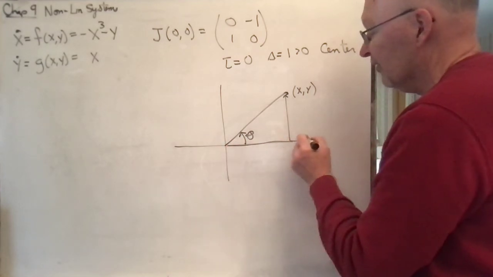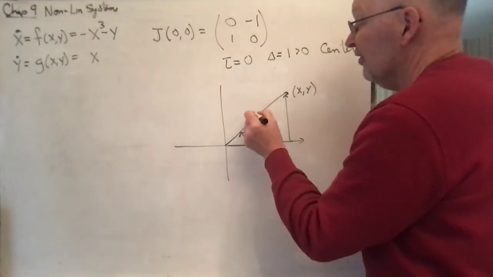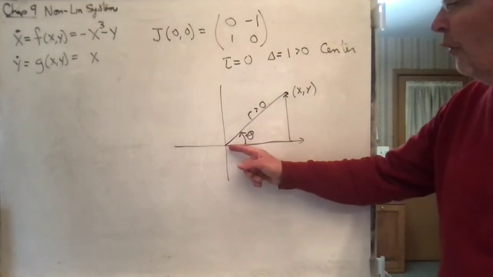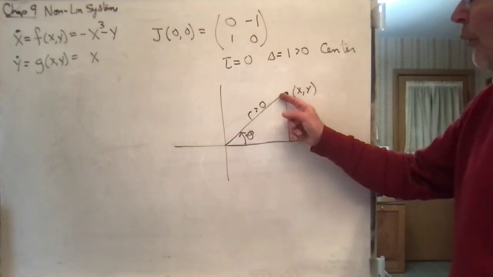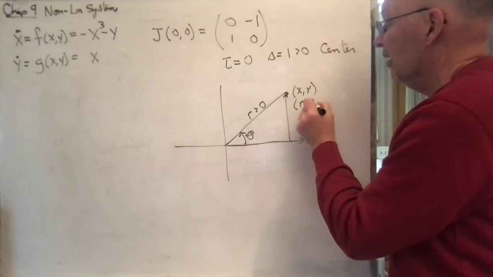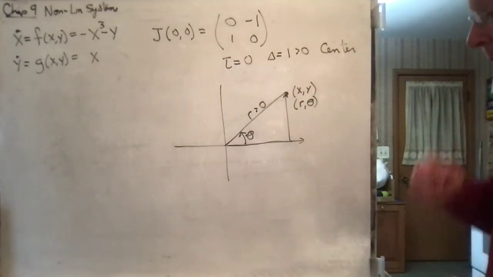Starting at the positive x-axis, take that angle, and then you let this be your radius, a positive number right there. So if you know what this angle is and you know what this radius is, then that's also another way to express the value of that point. And that's called polar coordinates.